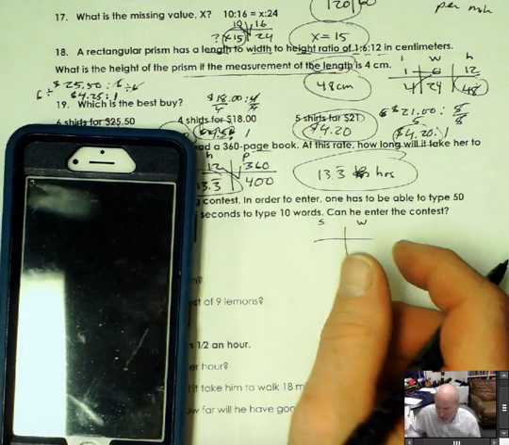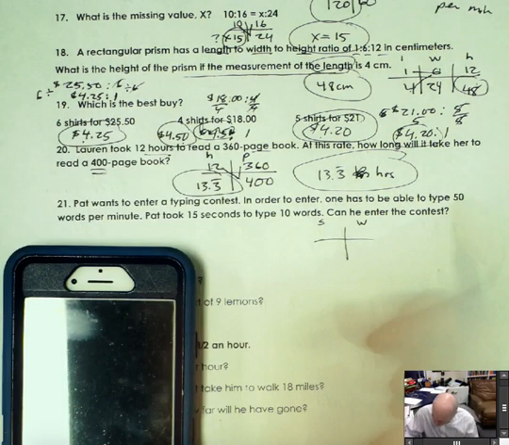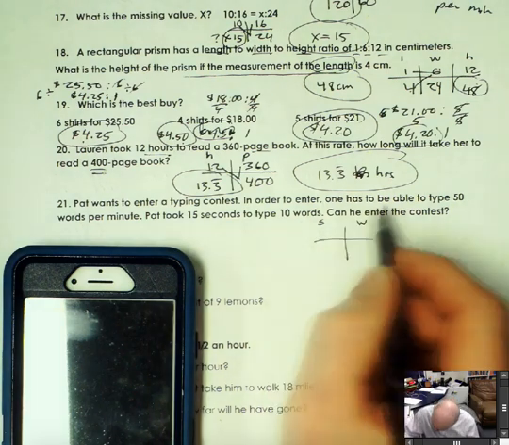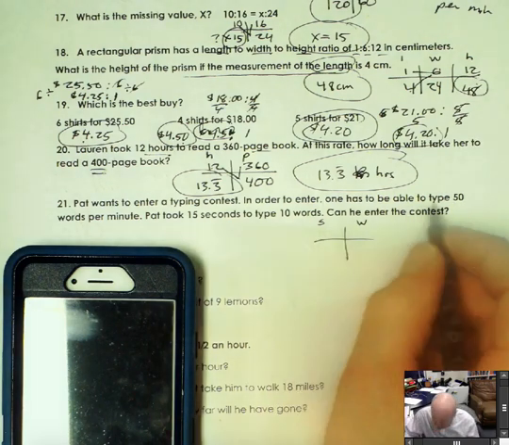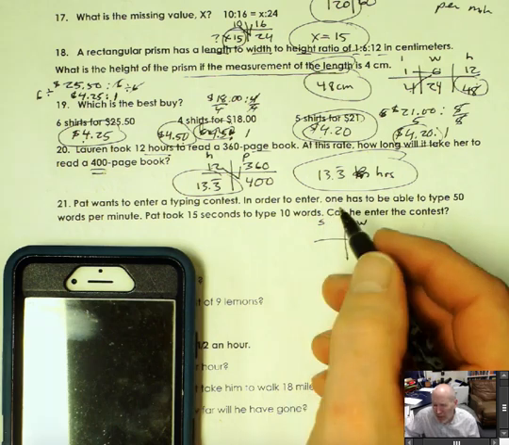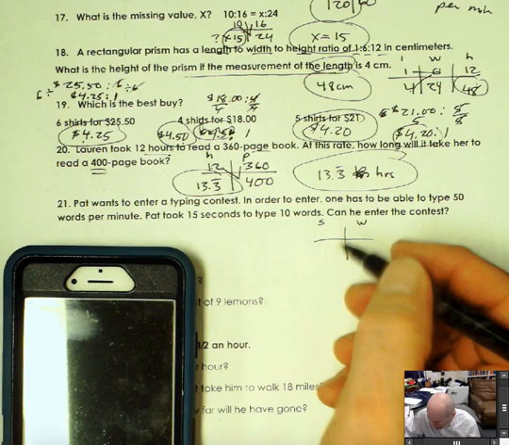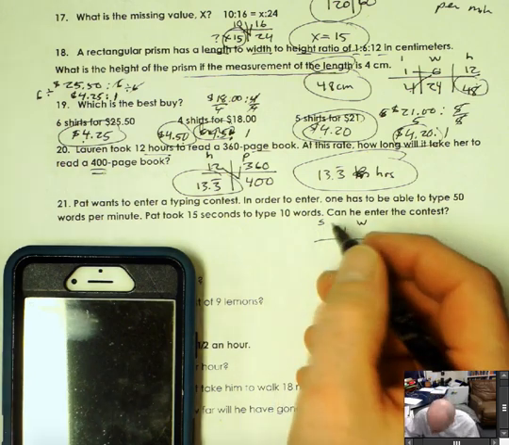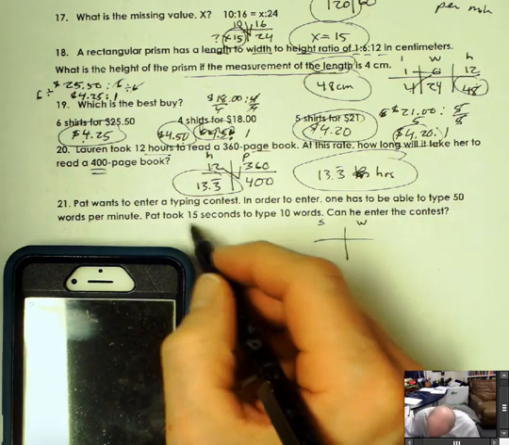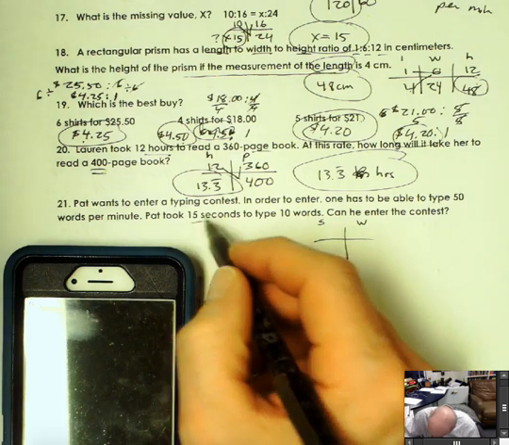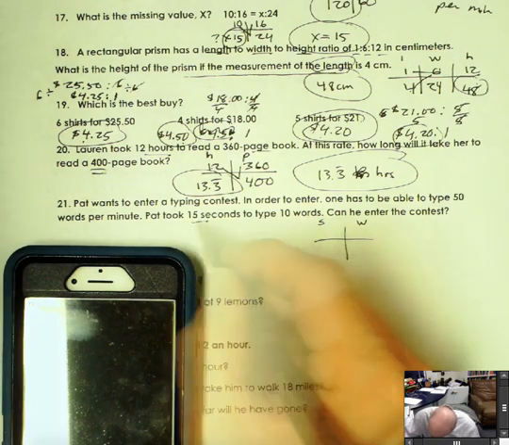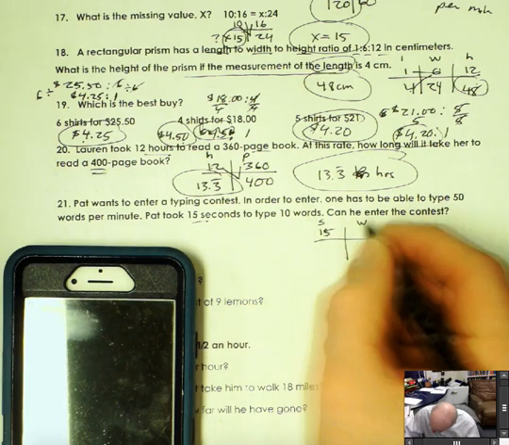So we're going to be dealing with seconds and words here. So he has to be able to type 50 words per minute. This is going to be like that heart rate problem, because we've got minutes and seconds. So we're just going to stay in seconds and remember that there are 60 seconds in a minute. So he can do, let's see, Pat took 15 seconds. He took 15 seconds to type 10 words.